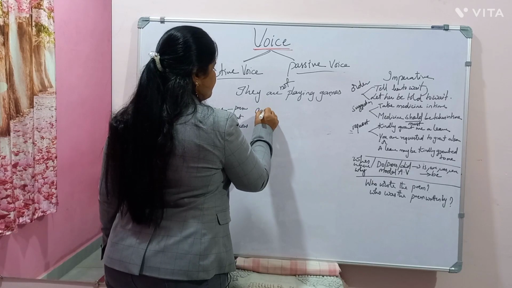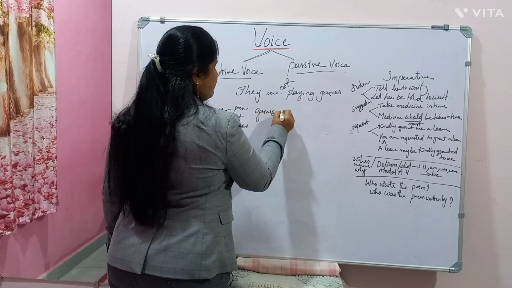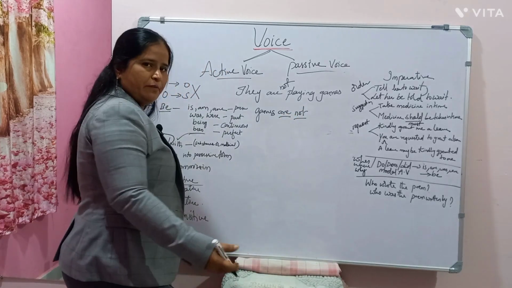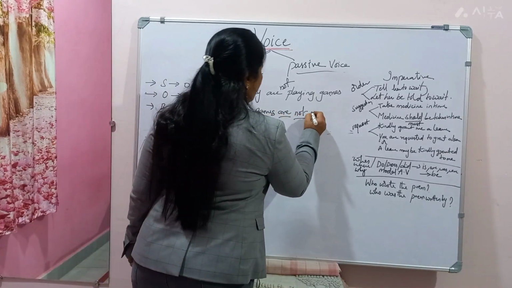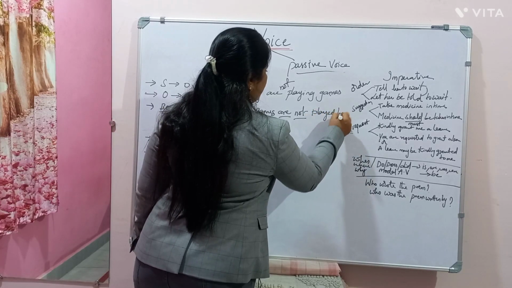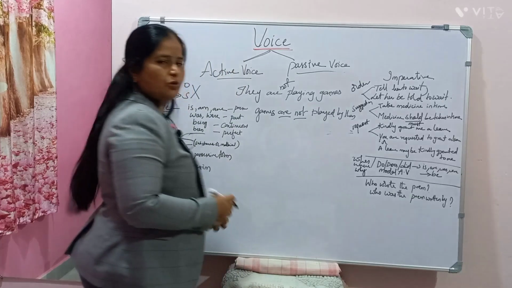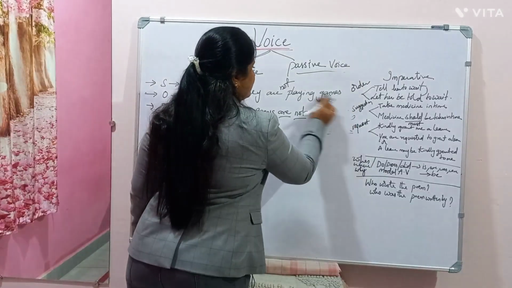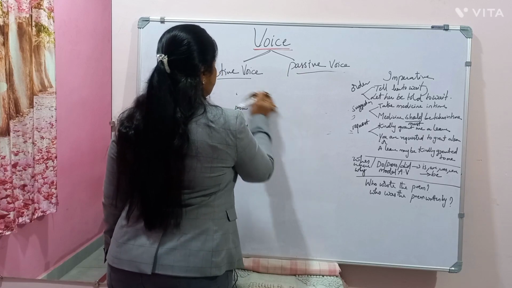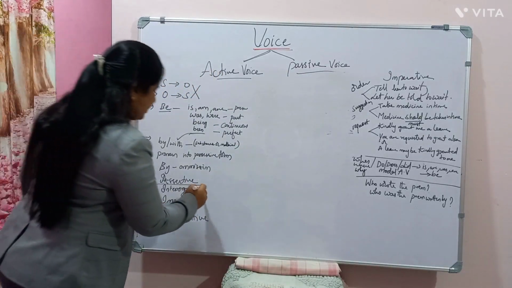Games are not played. Immediately after the be form, not has to be placed. Games are not played. Not played by whom? By them. So games are not played by them. So this is how we did all the assertive sentences. So let's see now the imperative sentences.